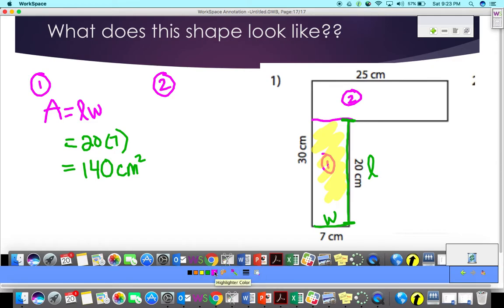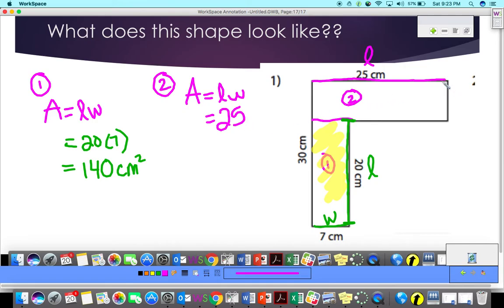But now I need to find this part of the shape up top. To do that, I need to ask myself, do I have the information that I need for this shape up top? Well, it's a rectangle again, so I'm going to write the formula, area equals length times width. If I think about what I know, I have the length right here, or the width. Remember, length or width doesn't matter. So I know one of my sides is 25, but I don't right now know this distance. So I need to go back to what I know about finding the missing side.